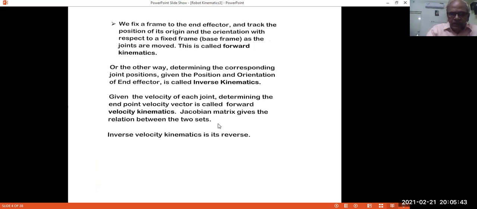This problem of finding out the joint variables given the end effector position and orientation is called inverse kinematics. Similarly, velocity kinematics: given the velocities of the joints, what will be the velocity vector at the end point? It's a 6 by 1 vector, and that is called the forward velocity kinematics. And again, more importantly, given the end point velocity vector, what should be the velocities of the various joints at that instant of time? That is called the inverse velocity kinematics.